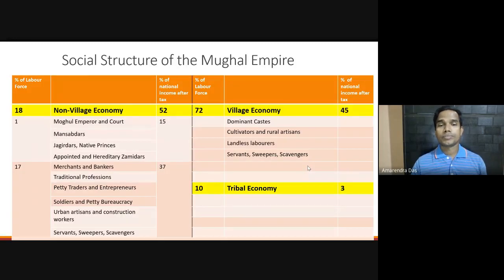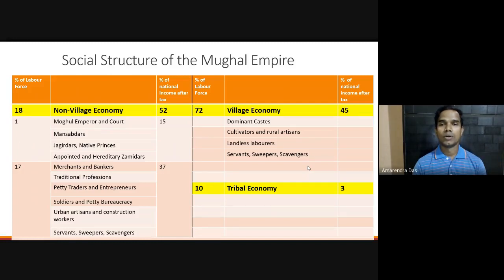This is given in Maddison. Just to summarize, what was the contribution of different economies to India's GDP? We can classify everything into three economies: the village economy, the urban economy, and the tribal economy. So basically, the rural economy, the urban economy, and then the tribal economy.